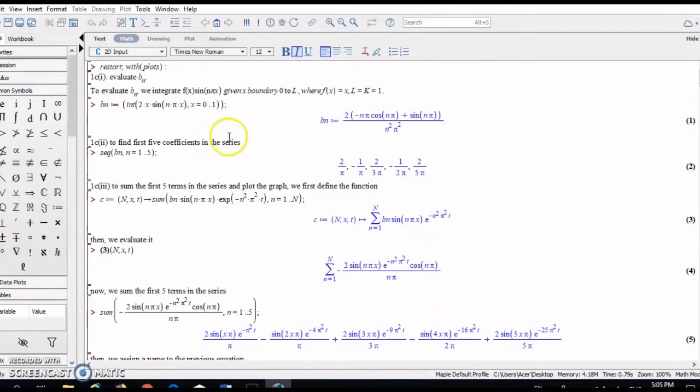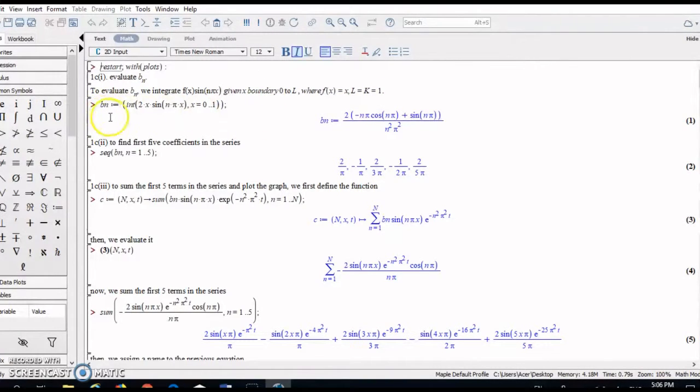This is the coding for question 1. We start with plot, since we want to plot the graph. For question 1 C1, we want to evaluate Bn. To evaluate Bn, we integrate f(x) sine n pi x, given x boundary 0 to L, where f(x) equals x, L equals k, and k equals 1.